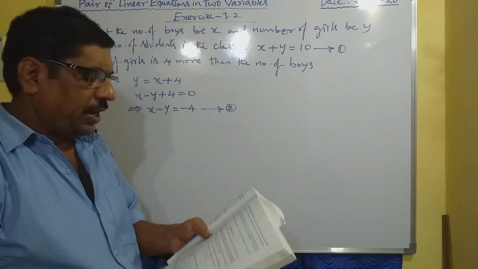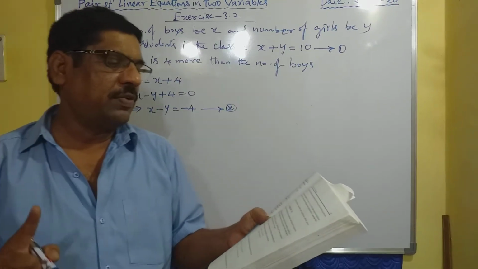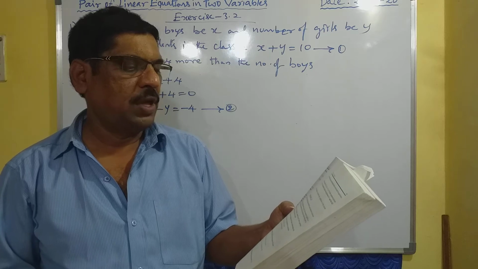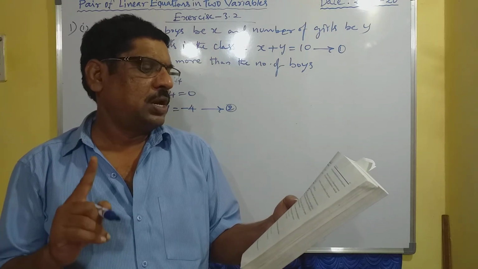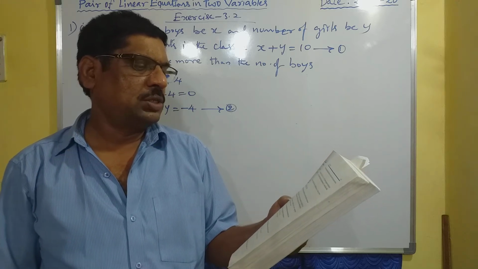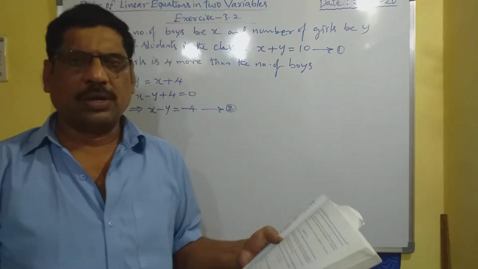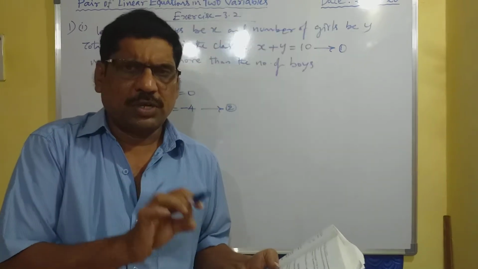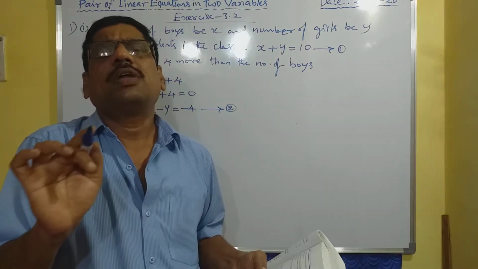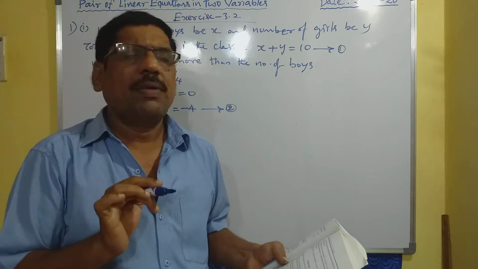Now look at the second problem. 5 pencils and 7 pens together cost 50 rupees, whereas 7 pencils and 5 pens together cost 46 rupees. Find the cost of one pencil and that of one pen. We will solve this problem graphically afterwards. First we are preparing the pair of linear equations from the given problem.